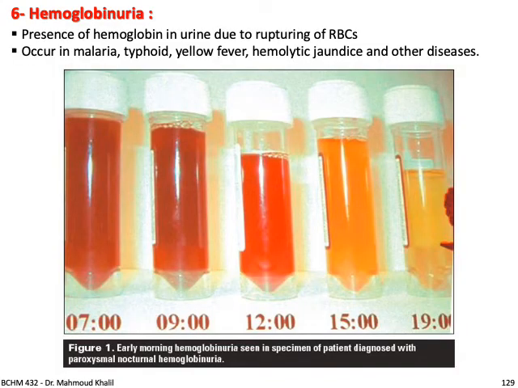The sixth abnormality is hemoglobinuria. As you can see from the figure, it is the presence of hemoglobin in urine due to rupturing of RBCs, which occurs in malaria, typhoid, yellow fever, hemolytic jaundice, and other diseases.